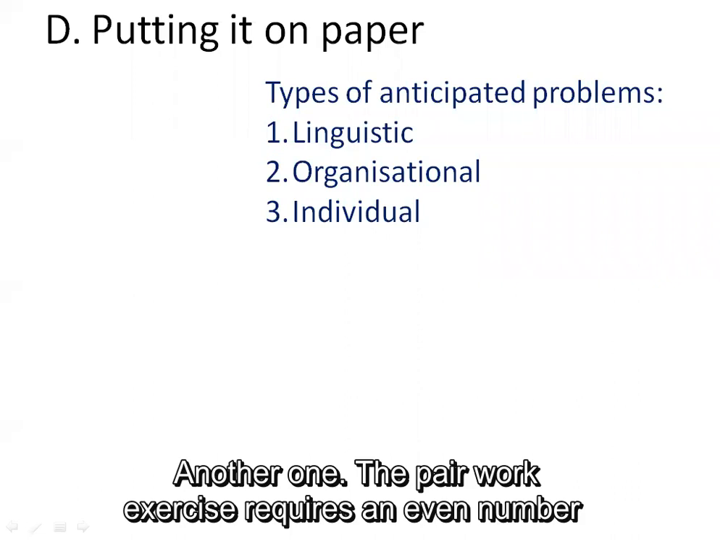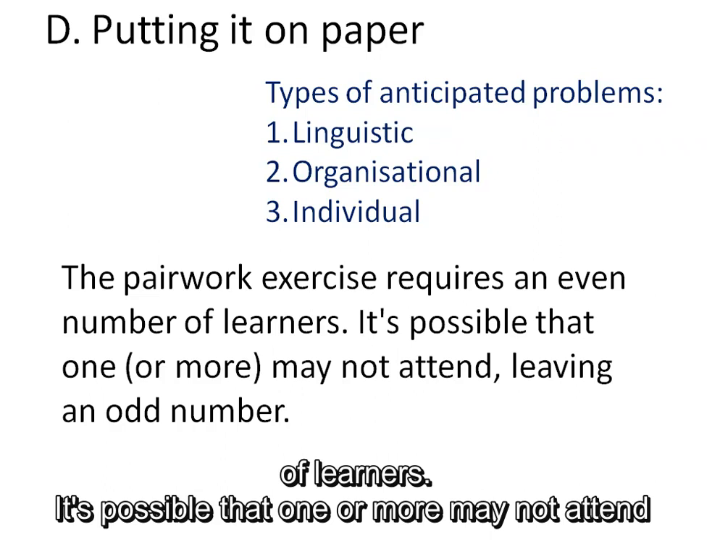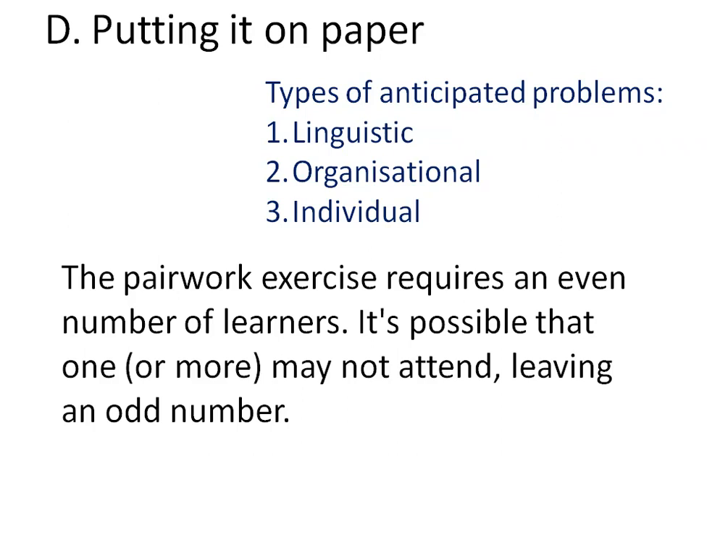Well, another one. The pair work exercise requires an even number of learners. For example, pairs, right? So it's possible that one or more may not attend, so that you would have an odd number of students in your class. What sort of problem is that?